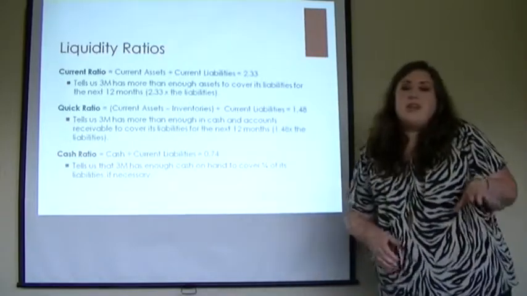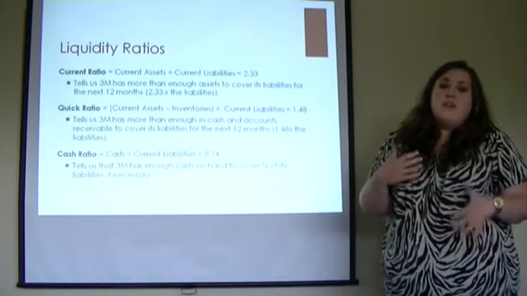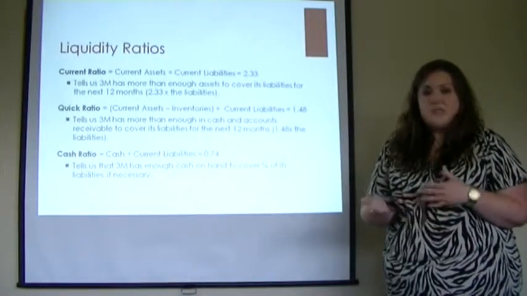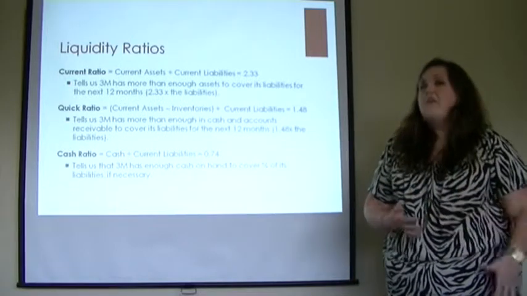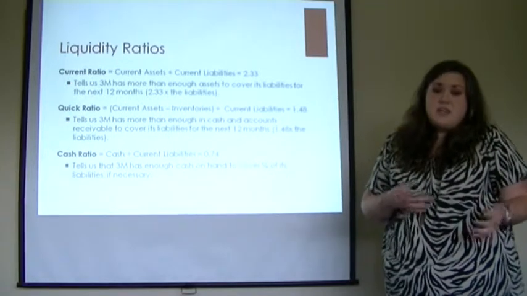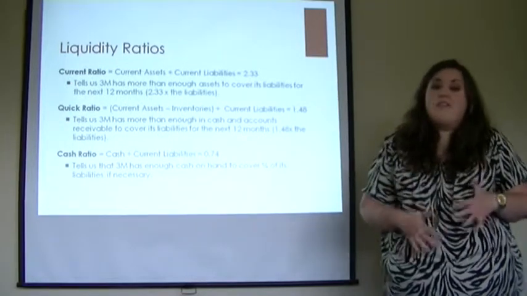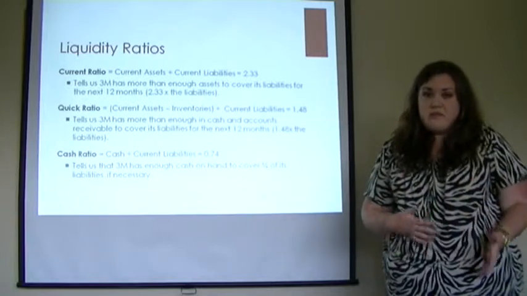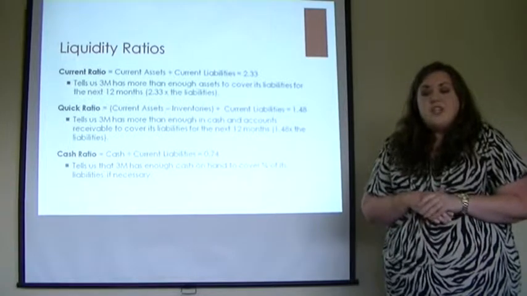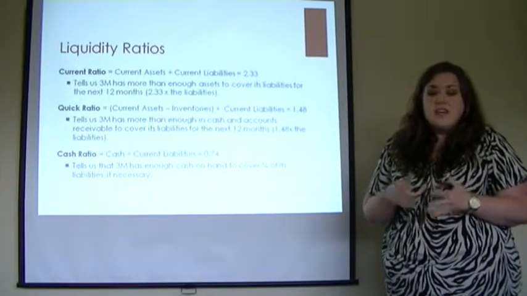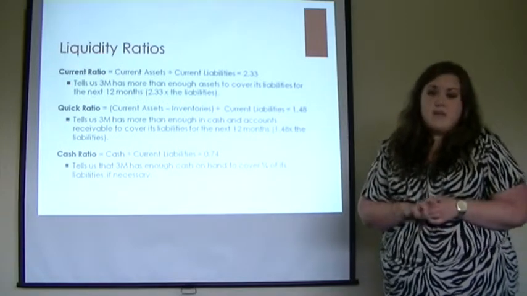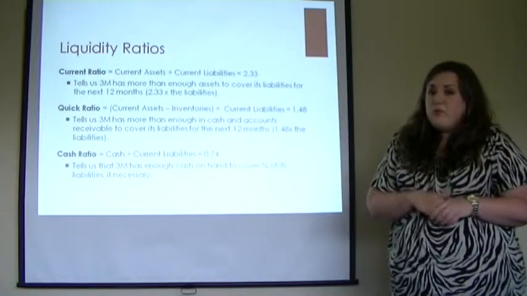So the first thing I want to talk about is the liquidity ratios that go along with this company. The first thing is the current ratio, which we know is the current assets divided by current liabilities. So the current ratio is 2.33. That tells me that 3M has plenty more than enough in assets to cover its current liabilities, which are its liabilities for the next 12 months. The second ratio is the quick ratio, which is the current assets less the inventories, all divided by the current liabilities. So the quick ratio is 1.48.